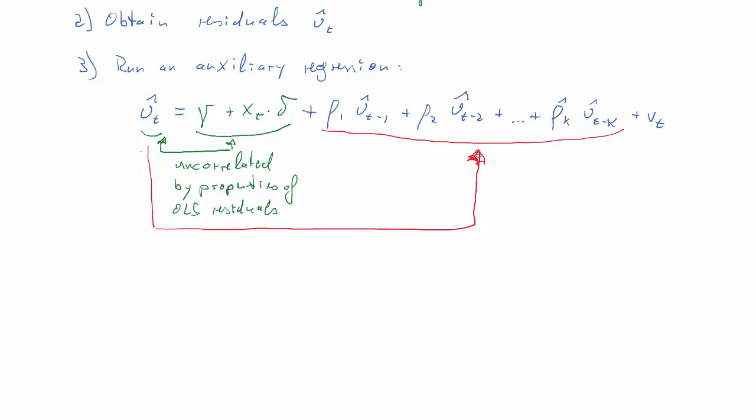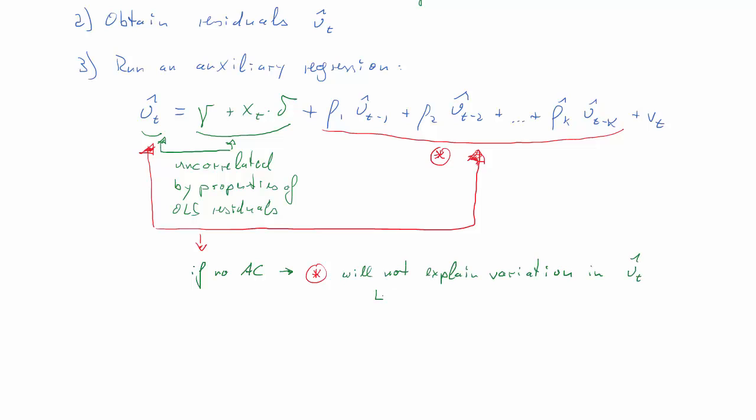So they will not contribute to anything. It's that part, that red bit here, and its relationship to ut hat that determines whether this auxiliary regression will deliver an R squared larger than zero. So if there's no autocorrelation, then the red part will have no impact on ut hat. Then lagged values of ut hat will not explain any variation in ut hat. Okay?